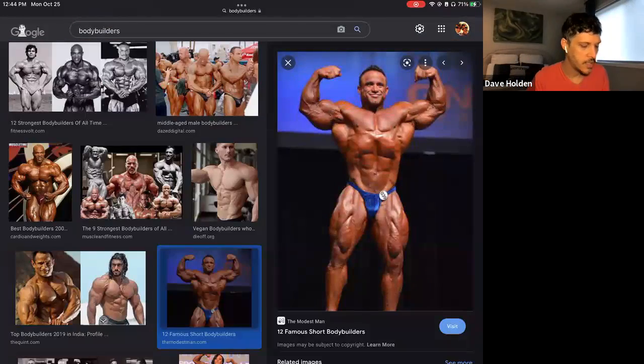But here's an example. So you see the washboard abs, that's rectus abdominis, but you see the solid wall of muscles that lead down into the V shape above the band of those are the external obliques.